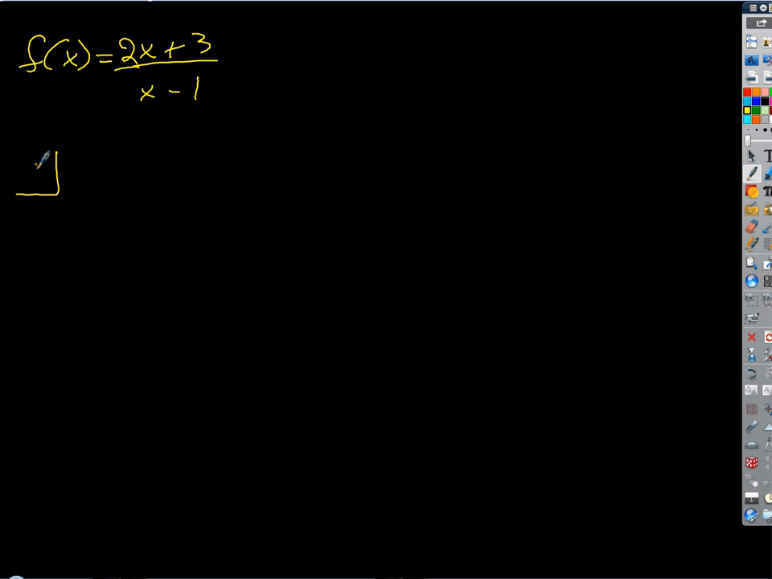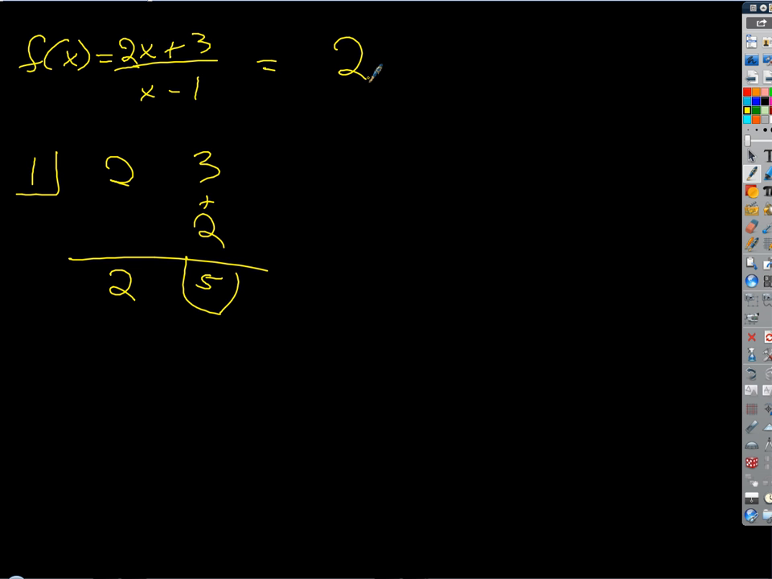So what number goes in the box? 1. What are my coefficients? 2 and 3. What goes here? What goes there? Okay. And so what's that tell me then? That tells me that this is equal to 2 plus the remainder of 5 over x minus 1, right? So normally we would have written it back in module 6 as 2 plus 5 over x minus 1.